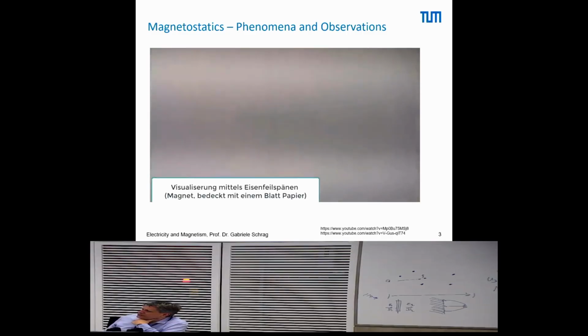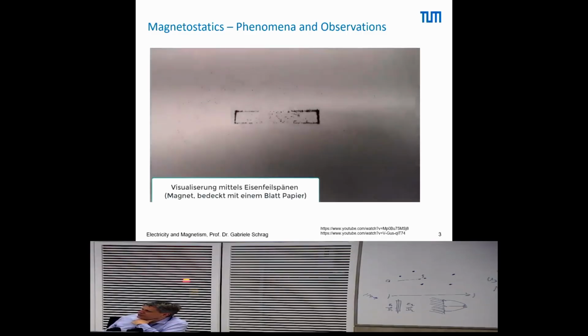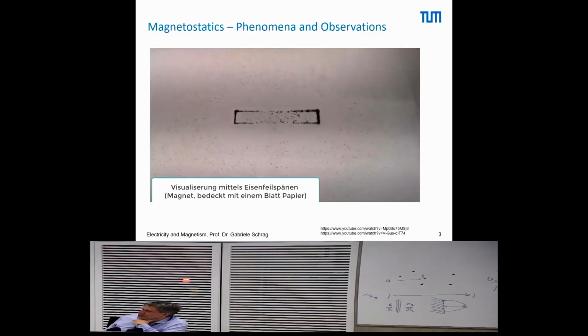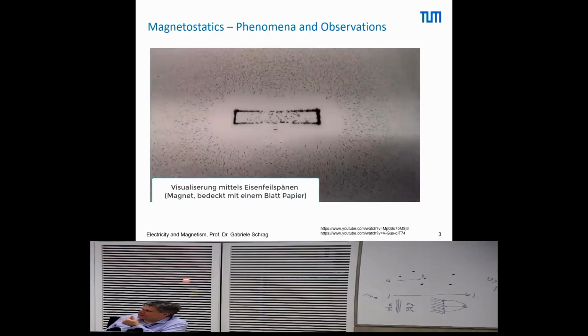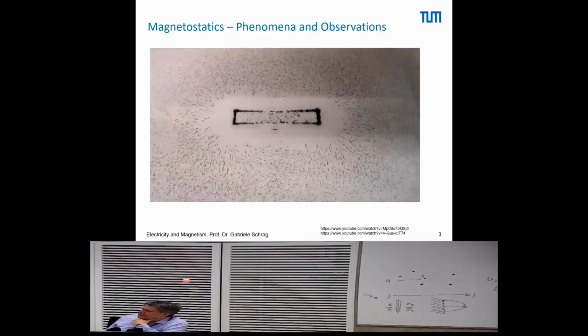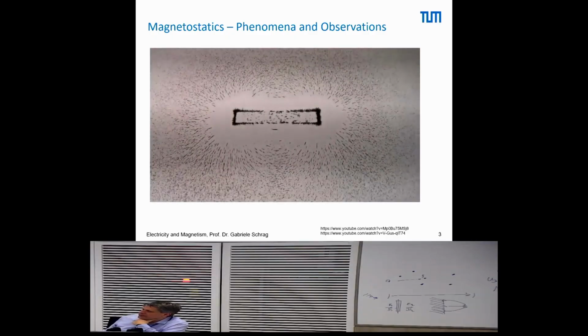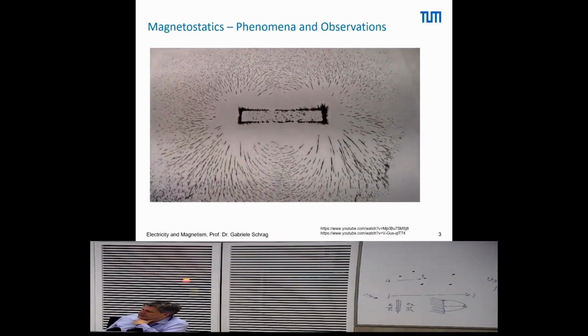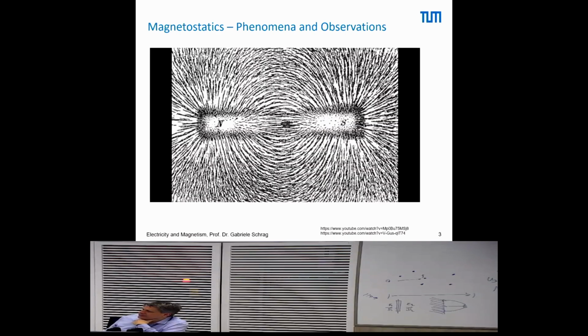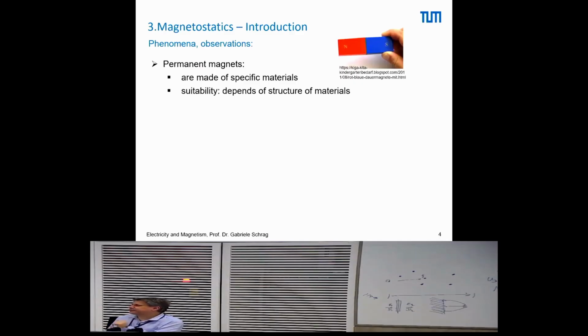And here you have one strong magnet. You put a sheet of paper on it, and then you sprinkle some small fragments of iron onto that paper, and these little pieces of iron start to orient themselves, basically showing you a nice picture that recreates what we then know as the magnetic field lines.